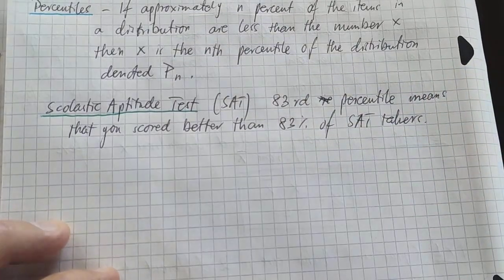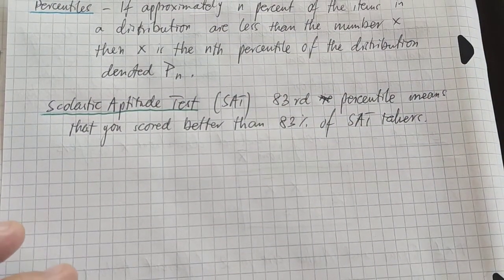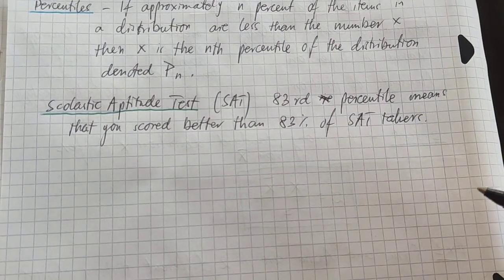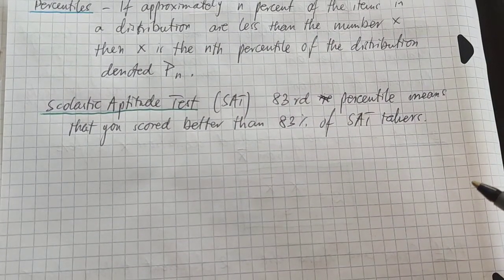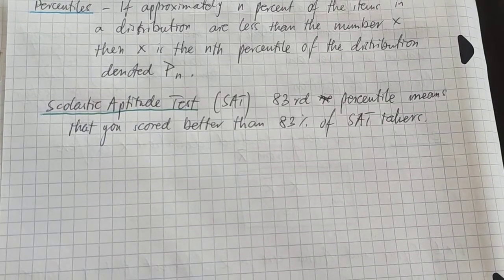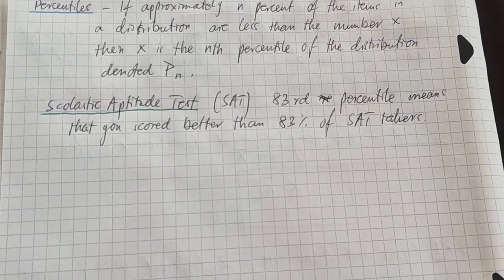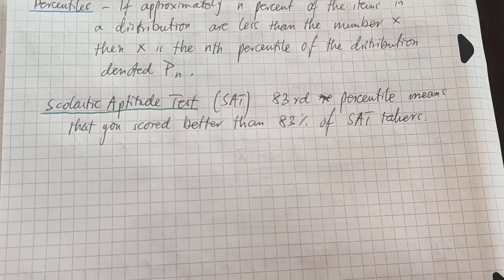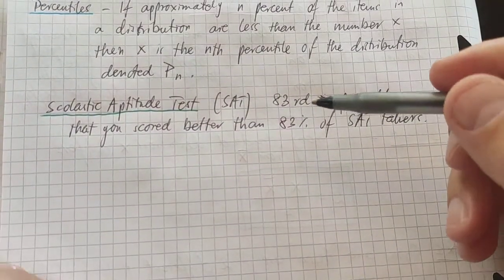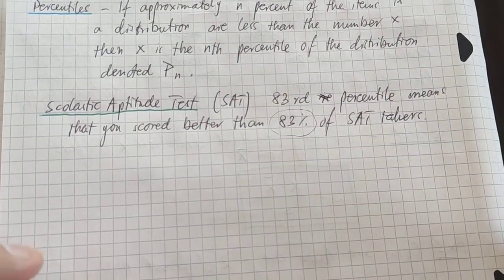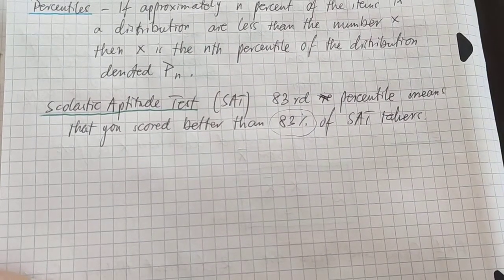Okay, so 83rd means that you have 83 below you. 83% of students below you scored less than you. It doesn't mean that you answered 83% of questions correctly. That's not what that means.